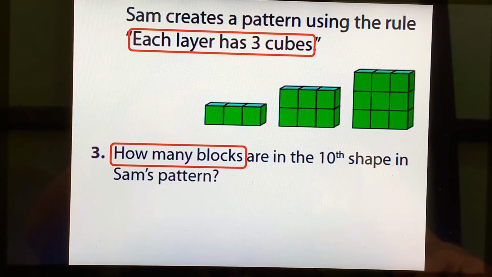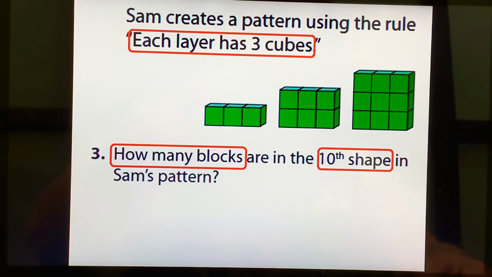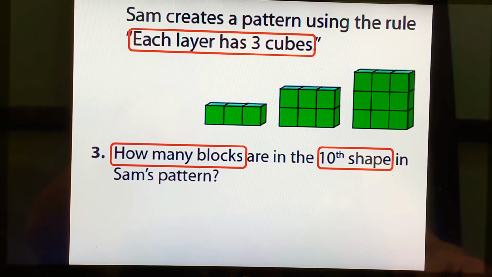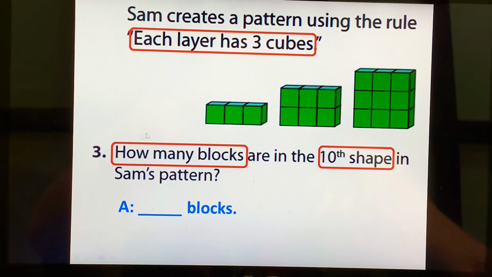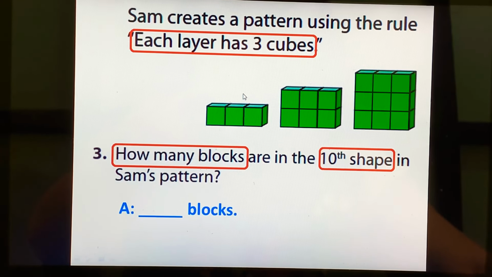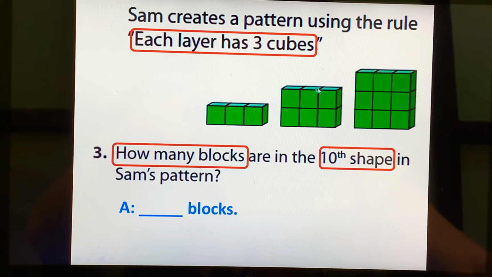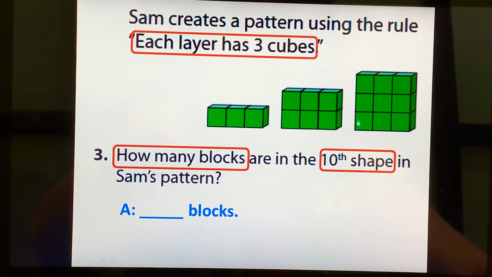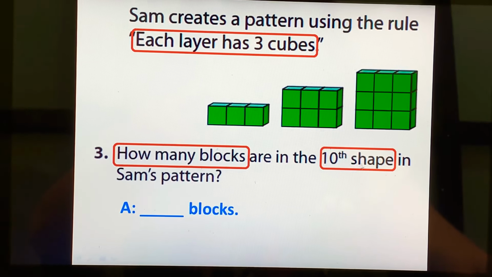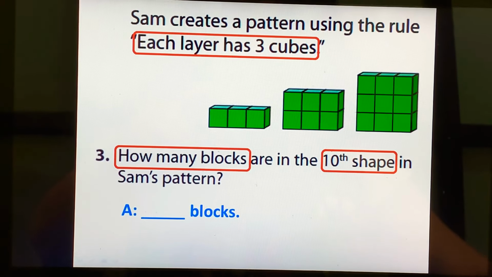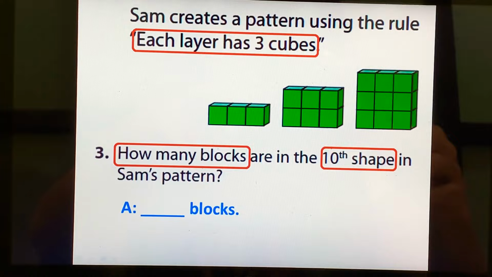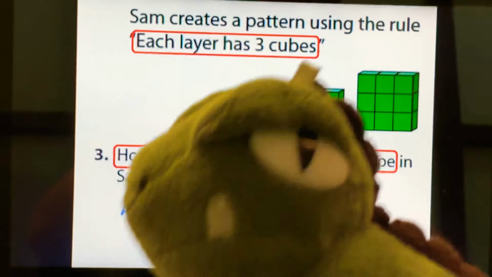How many blocks are in the 10th shape in Sam's pattern? In the first shape, there are 3 cubes. In the second shape, there are 6 cubes. In the third shape, there are 9 cubes. What about the 10th shape? How many blocks, how many cubes will be in the 10th shape? 几块积木呢。Let's move on.